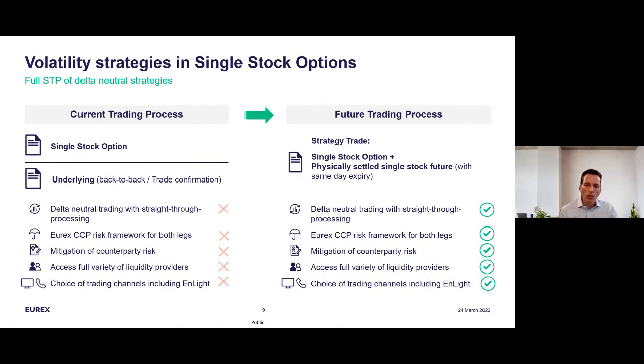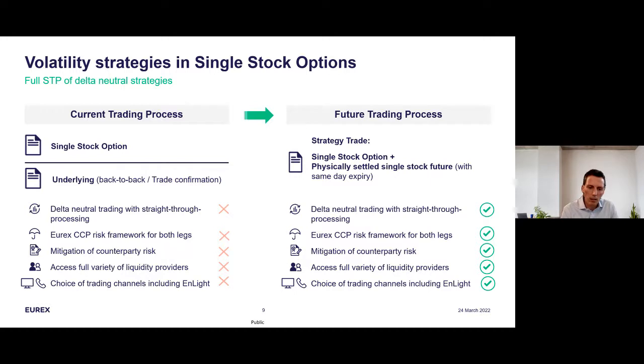So going forward, what we will offer is that for our physically settled single stock futures that are already available at our exchange, we will offer daily expiries, or same day expiries. That means for a volatility strategy in a single stock option, you attach such a physically settled single stock future to a trade, which expires in the evening and triggers a physical settlement through the CCP.